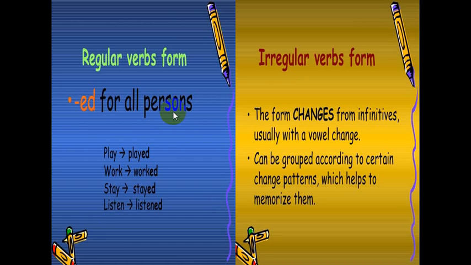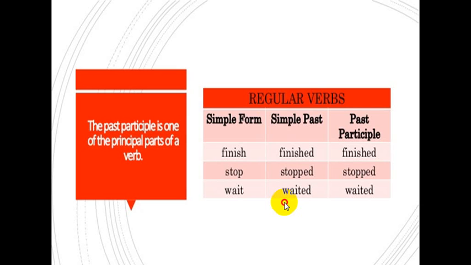Look at the examples here. Play, played. Work, worked. Stay, stayed. Listen, listened. So I just added ed at the end of the verb to get the past participle. For irregular verbs, the form changes from the infinitive, usually with a vowel change. It can be grouped according to certain patterns, which helps to memorize them. Let us remember some of the verbs together.